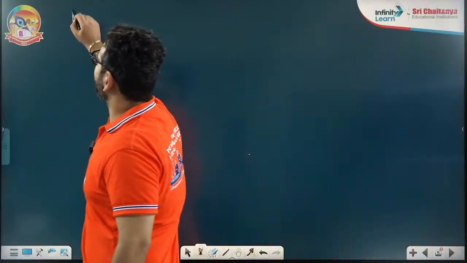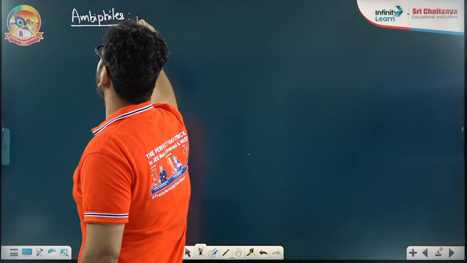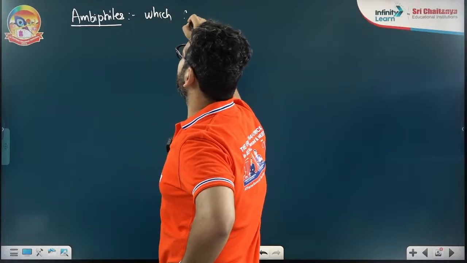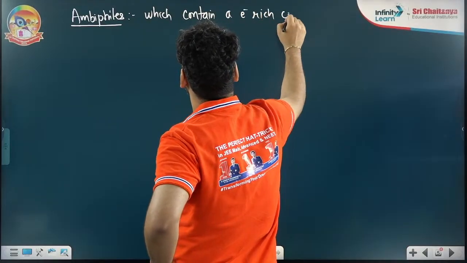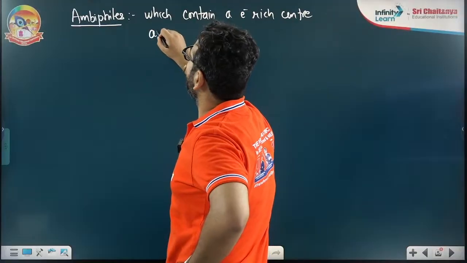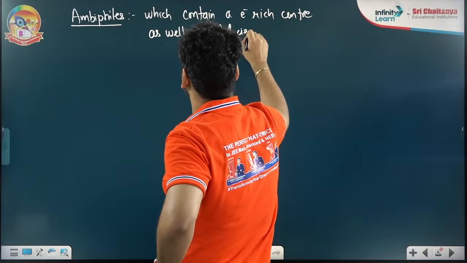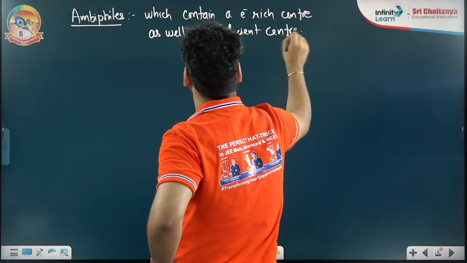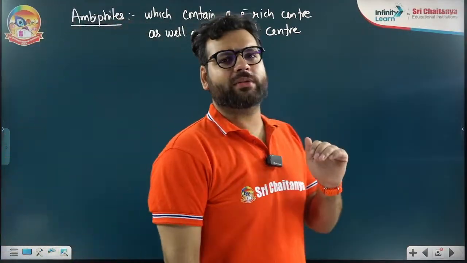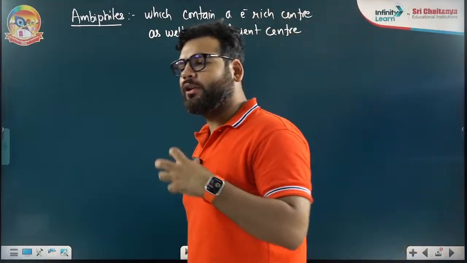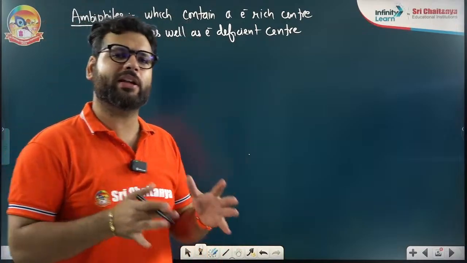Last thing is, what is an ambiphile? Ambiphiles are those which contain an electron rich center as well as an electron deficient center. Now these are the species where, if an electrophile comes, they can attack the electrophile. If a nucleophile comes, they will be attacked by the nucleophile also. So they can be attacked by electrophile also, they can be attacked by nucleophile also.